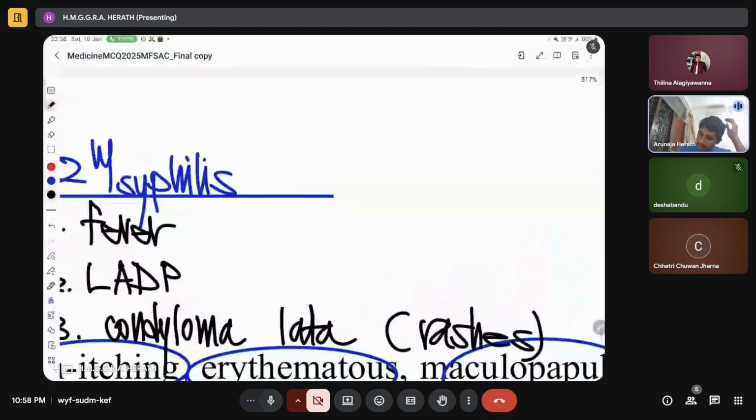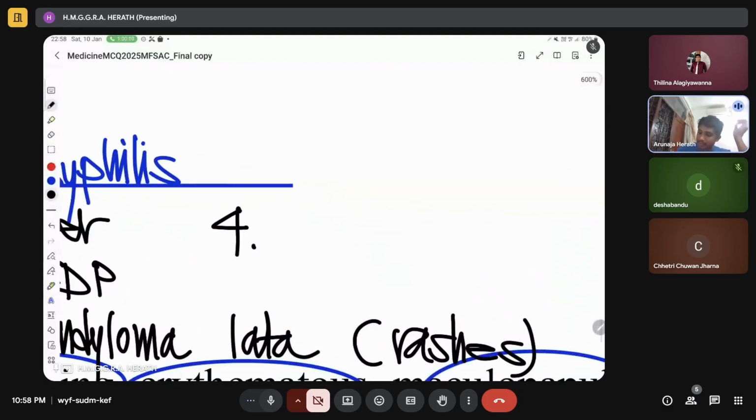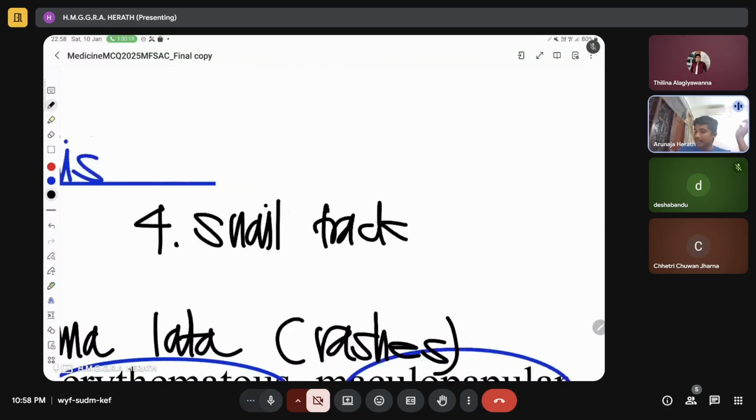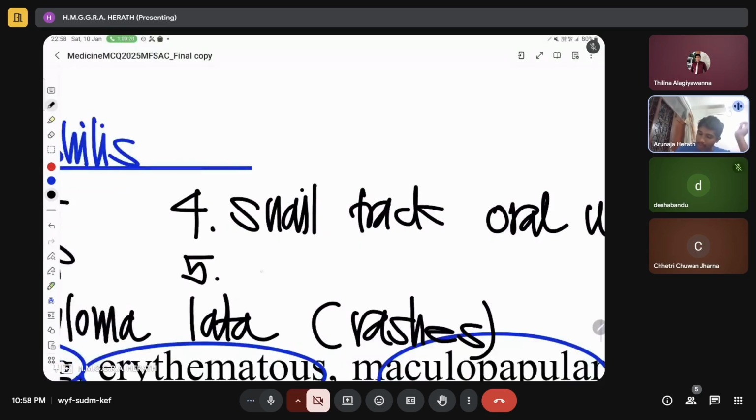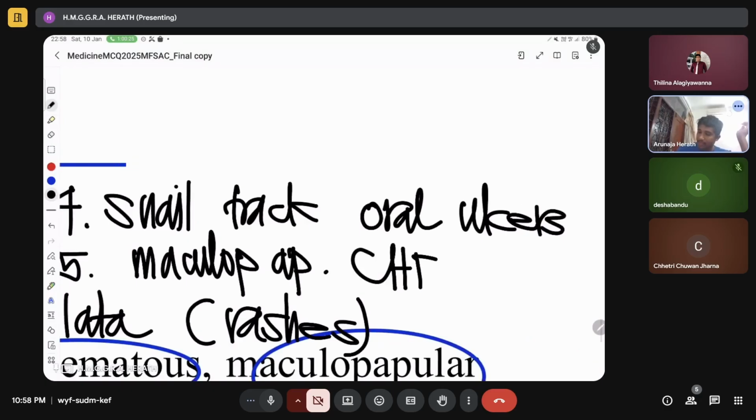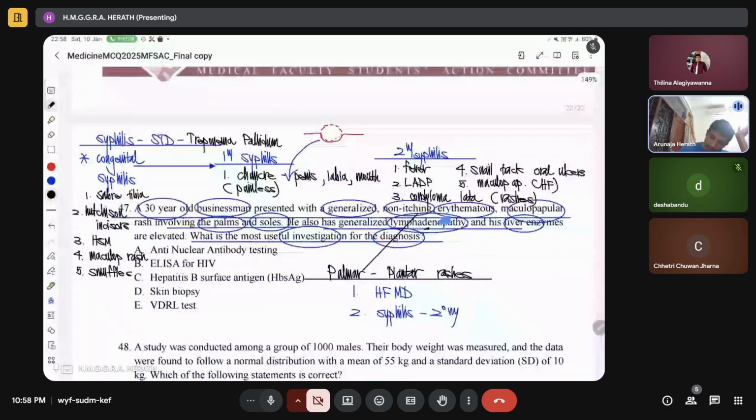And then another very important feature in these patients is they get snail track oral ulcers. They get oral ulcers that are like snail tracks. It can become very superficial oral ulcers in our patient. And they also get maculopapular rash, especially in the hands and feet, right? So hands and feet rash is always in an adult secondary syphilis. In a child it can be hand foot mouth disease.